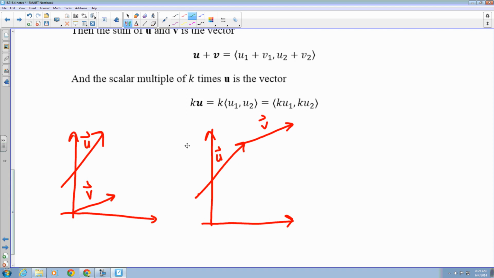And our resulting vector, u plus v, is the resulting vector from the beginning of u to the tip of v. So this is u plus v.